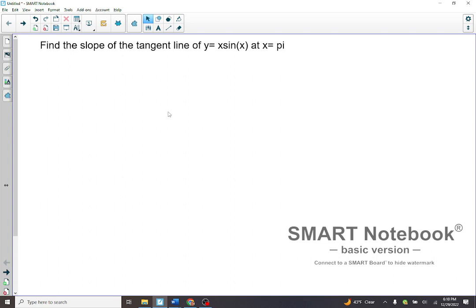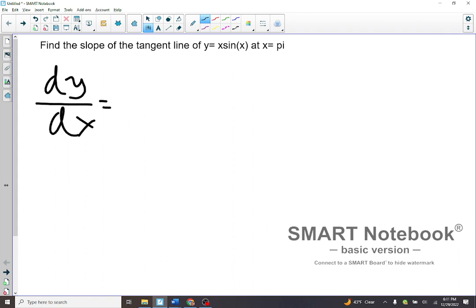Find the slope of the tangent line of y equals x sine x at x equals pi. Now when I look for a tangent line, it should look something like this. It is just simply a line that hits at that exact point, and I want the slope at that exact point. Well, what's a slope at exactly one point? It turns out the slope at exactly one point is simply a derivative. So because it's just a derivative, what I can do is find the derivative, or y prime, or dy dx, of this thing.